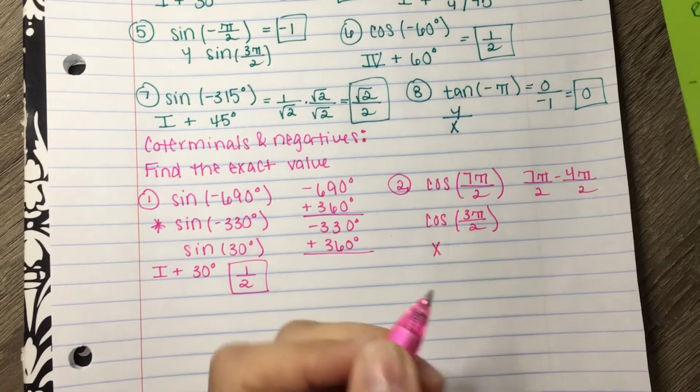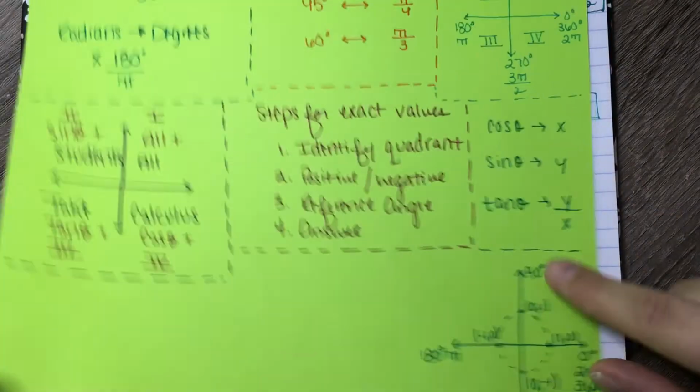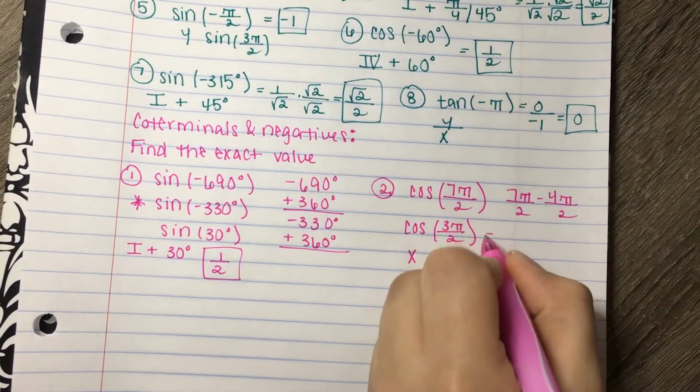With quadrantal angles, cosine is our x-coordinate. So I need my x-coordinate at 3 pi over 2, and my x-coordinate at 3 pi over 2 is 0. And there's my answer, 0.